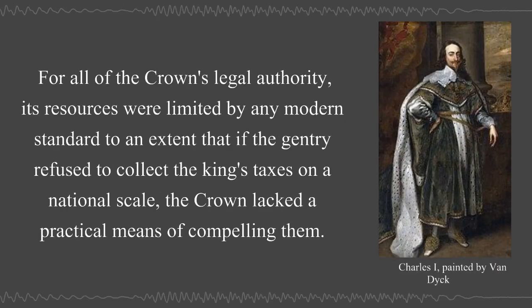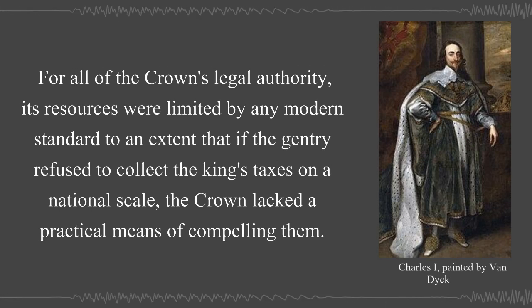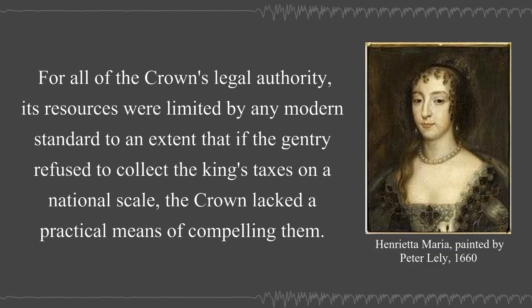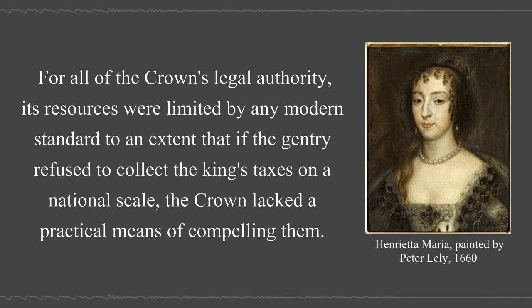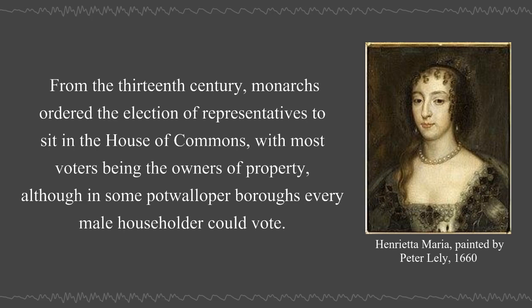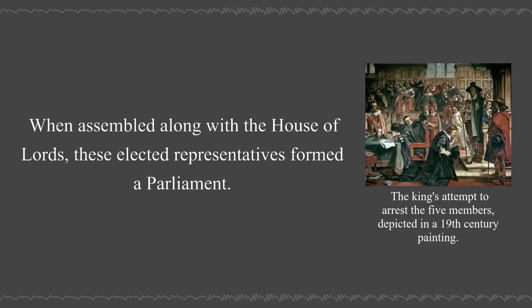For all of the crown's legal authority, its resources were limited by any modern standard, to an extent that if the gentry refused to collect the king's taxes on a national scale, the crown lacked a practical means of compelling them. From the 13th century, monarchs ordered the election of representatives to sit in the House of Commons, with most voters being the owners of property, although in some boroughs every male householder could vote. When assembled along with the House of Lords, these elected representatives formed a parliament.